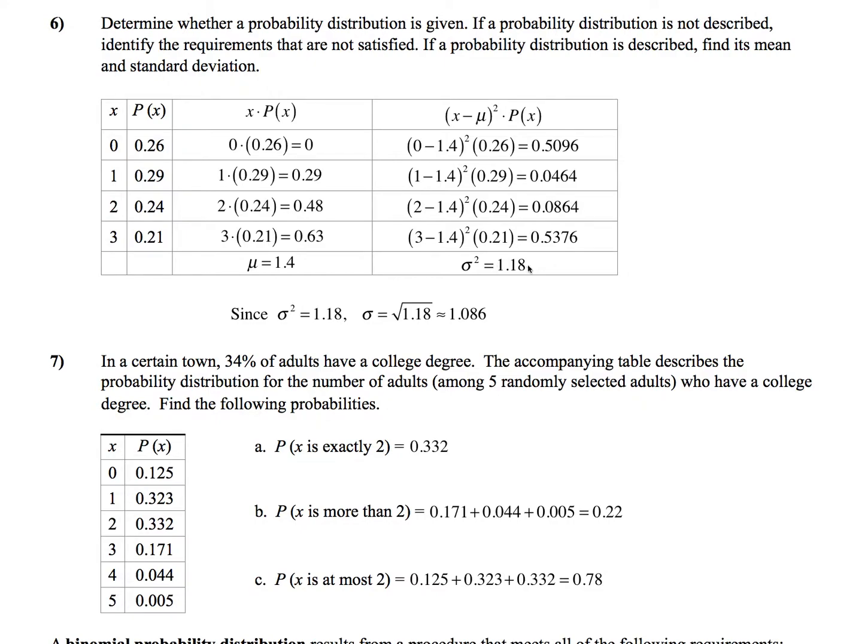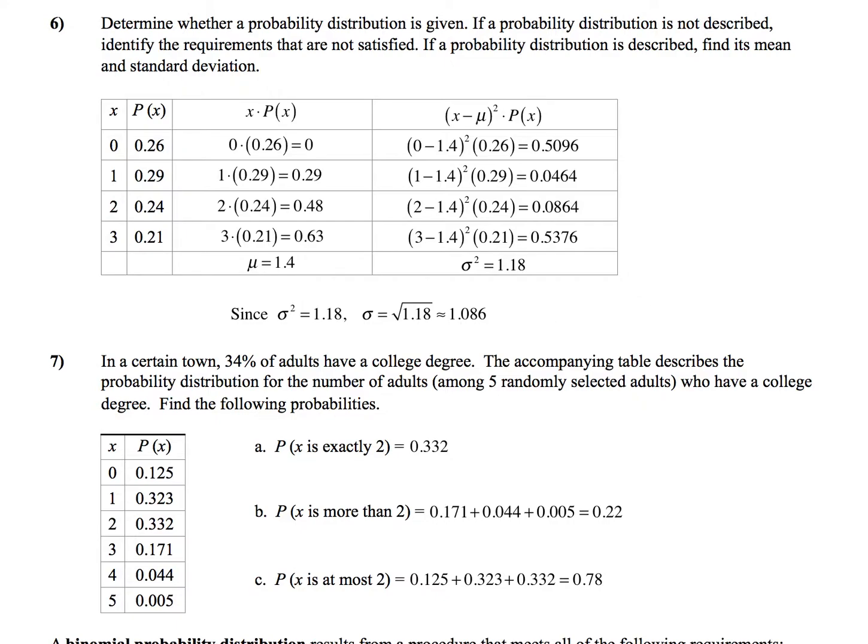When you add all those up, you'll have 1.18, and that's the variance. Well, since the variance is 1.18, standard deviation is going to be the square root of that, and that's approximately 1.086. So that's question 6.